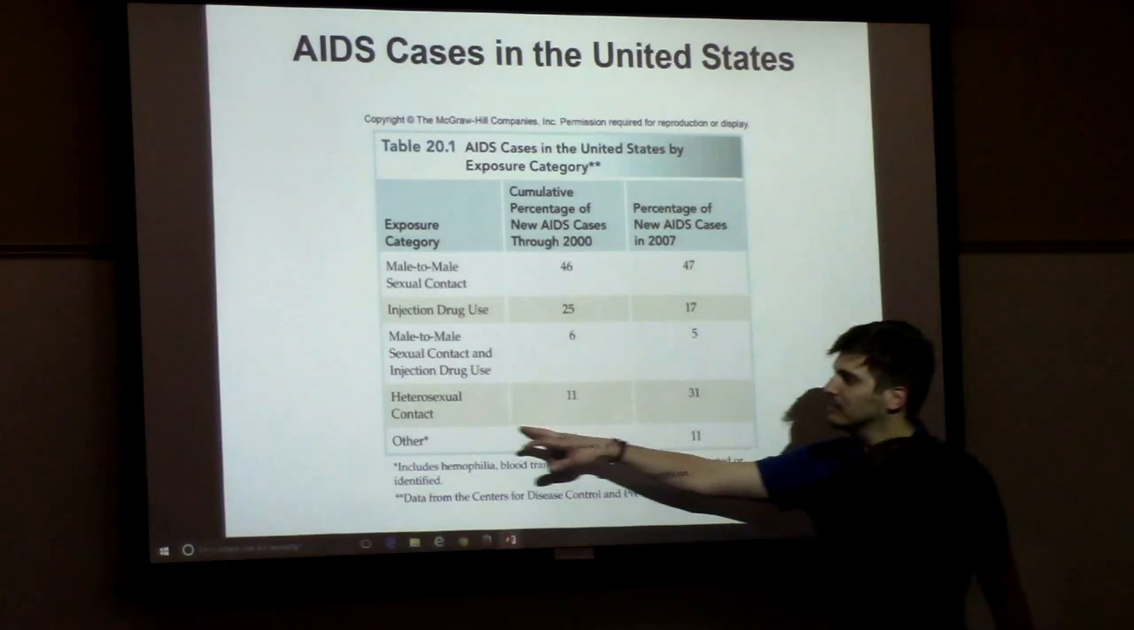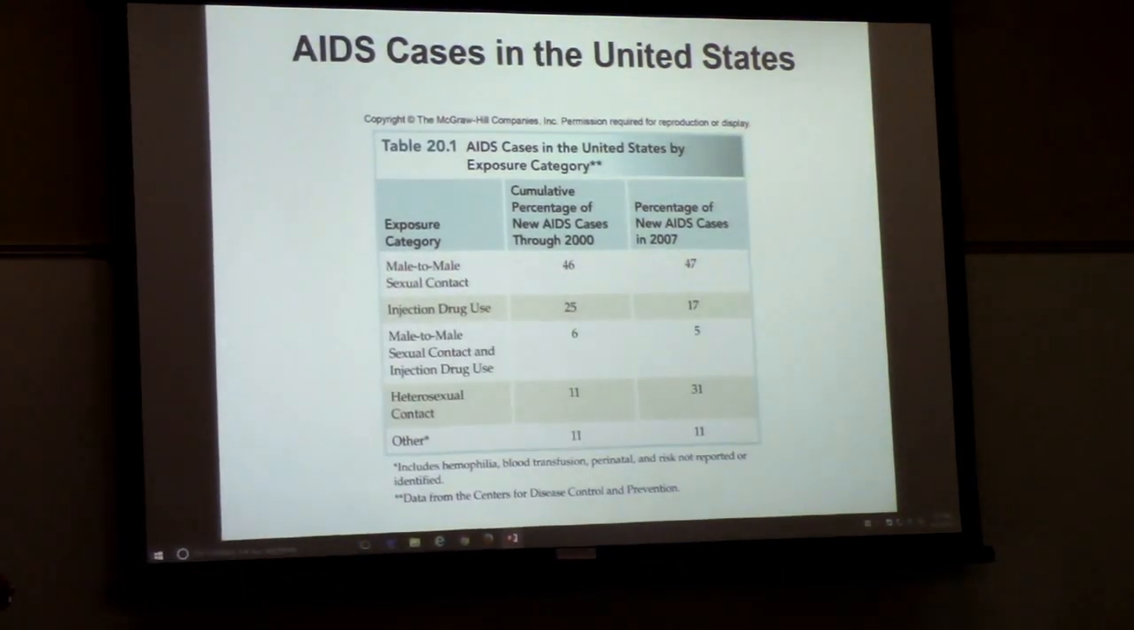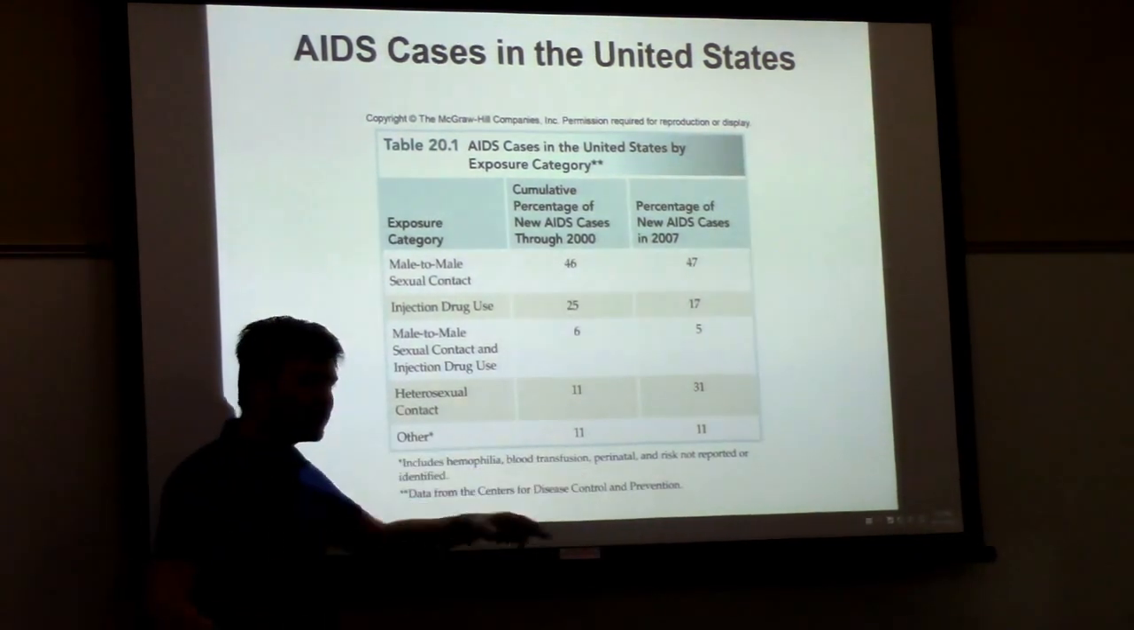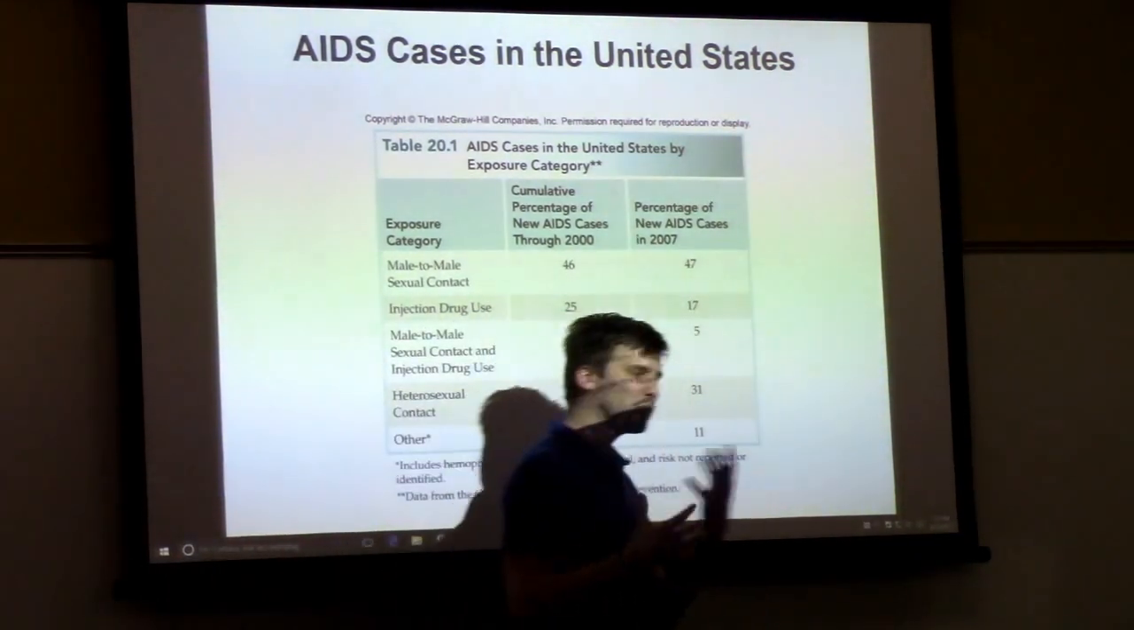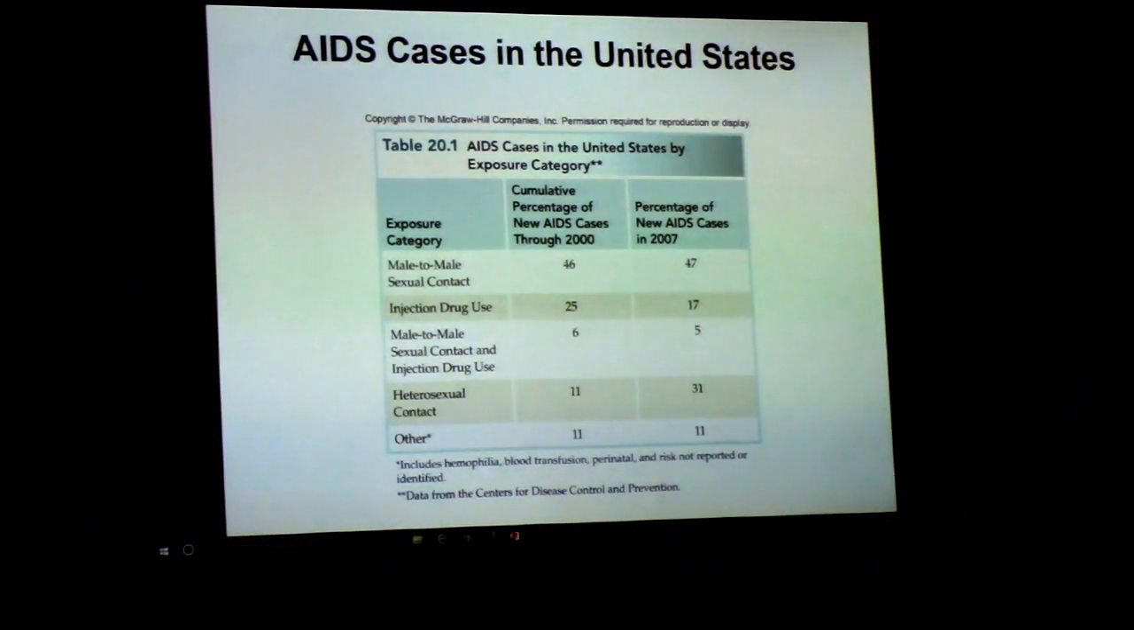And then others, so others is just literally that. This is usually kind of flukes, so blood transfusion, hemophilia, perinatally from mom to baby, relatively rare things, at least in the United States, but they still do occur.